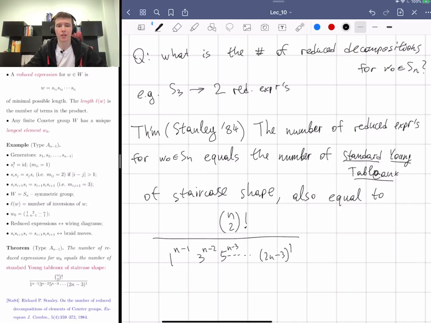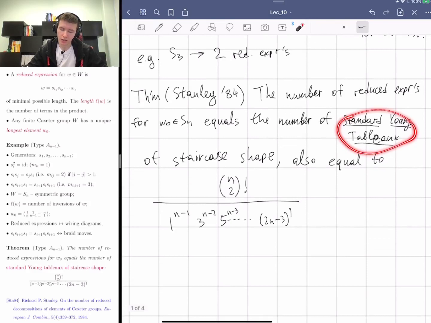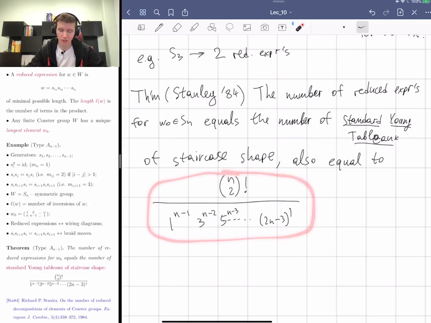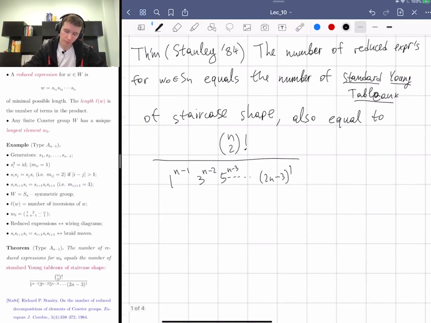So even if you don't know what these are, it's still a nice combinatorial result, like a product formula for the number of reduced expressions. So for example, when n is equal to 3, we get 3 choose 2 factorial divided by 1 squared times 3 to the first, and that's it. So what is 3 choose 2 factorial? Six divided by 3, that's 2. So that's the correct answer.